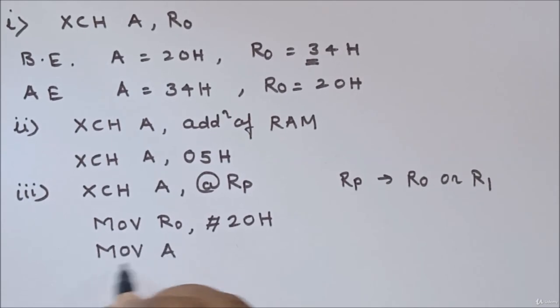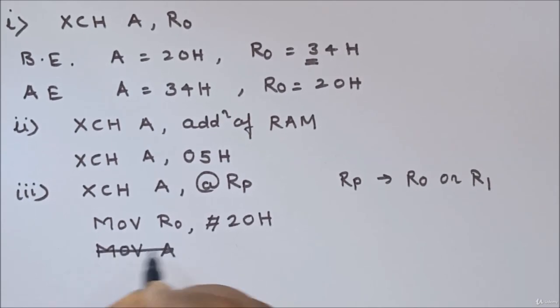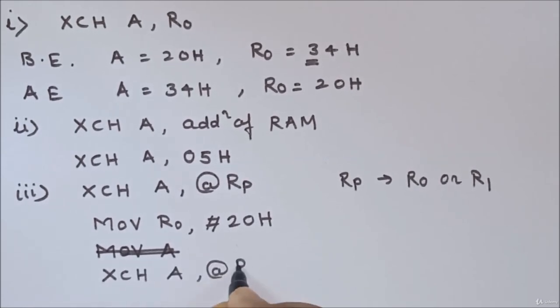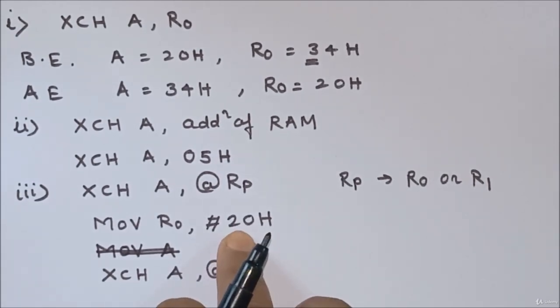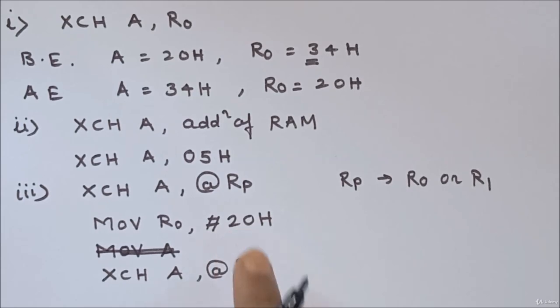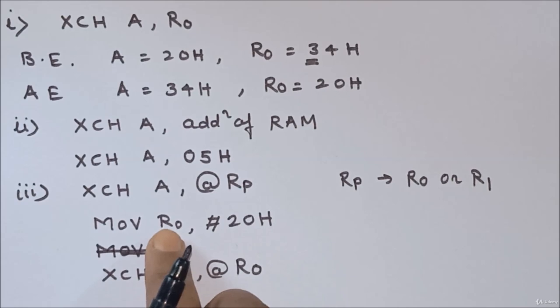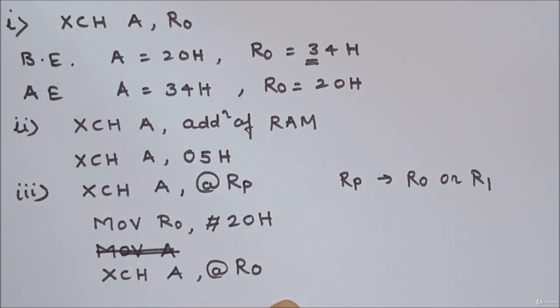So I'll write the instruction XCH A, @R0. So @R0 means R0 is a pointer to the memory location with address 20H. So the contents of the 20H address location will be exchanged with the accumulator. So we can use it in indirect addressing mode also.